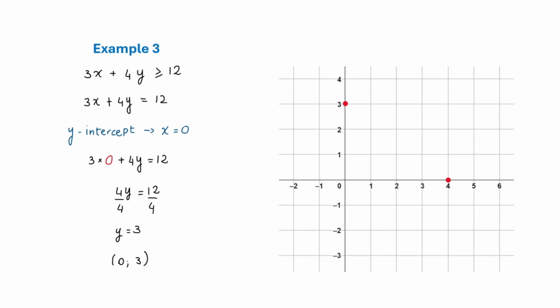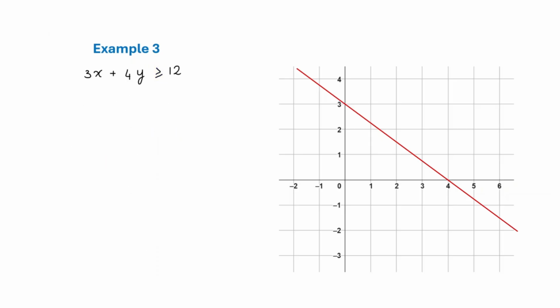The original inequality is greater than or equal to. Because it includes equal to, we use a solid line. This means the boundary line is included in the solution. To decide which region to shade, we choose a test point. The boundary line does not pass through 0, 0, so we can use that point.